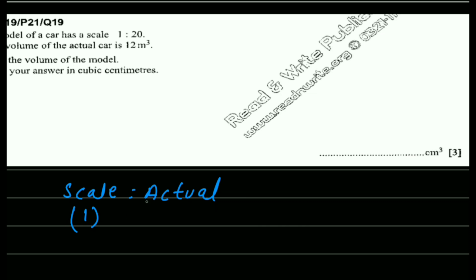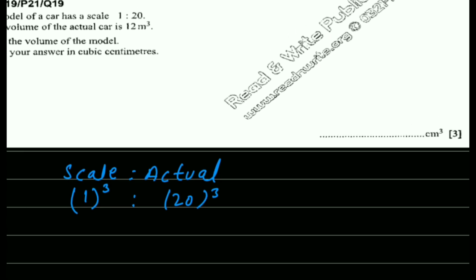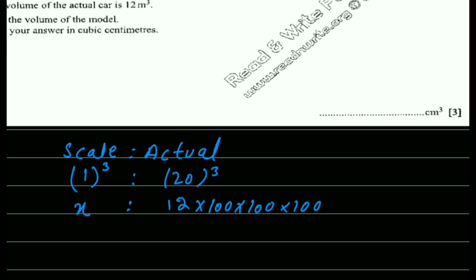We will write here scale, actual. Scale is in centimeter as I told you. So we will convert it in centimeter cube. So we will take cube on both sides, and 20 cube. So the volume of the actual car is 12 meter cube, and it is actually in meter cube, so we have to convert it in centimeter cube. So we will multiply it with 100 three times, and we have to find the volume of the model.